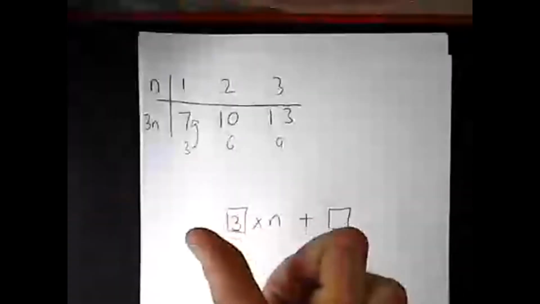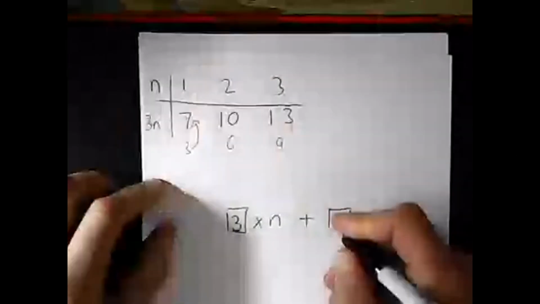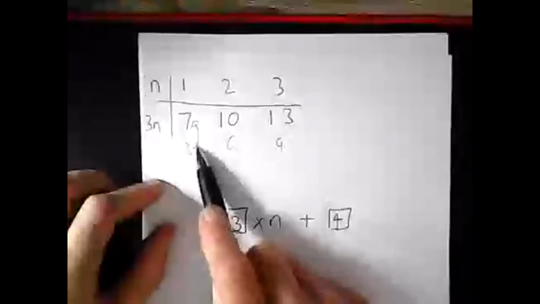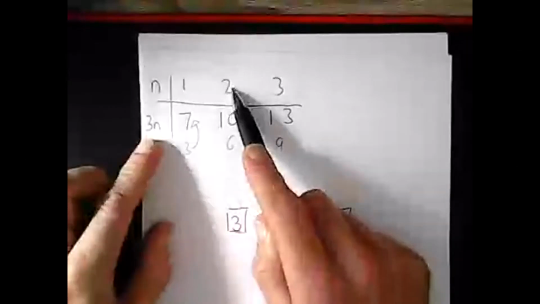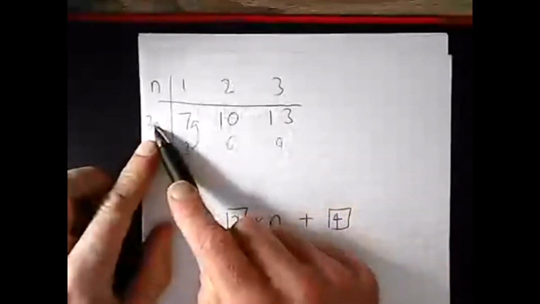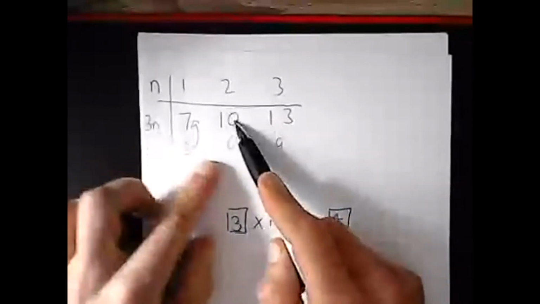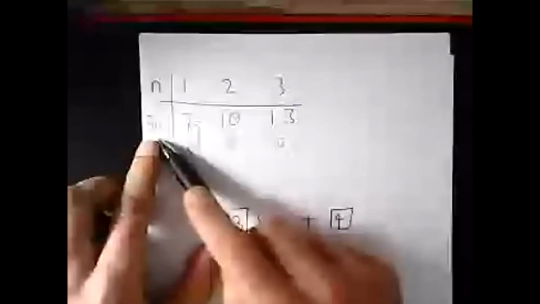So 3n, let's have a look, 3, 4, 5, 6, 7. I need an adjustment of 4 extras. 3n add 4, well done. Okay, 3n add 4. Let's try this one. 3 2s are 6, add 4 is 10, brilliant. 3 3s are 9, add 4 is 13, spot on.